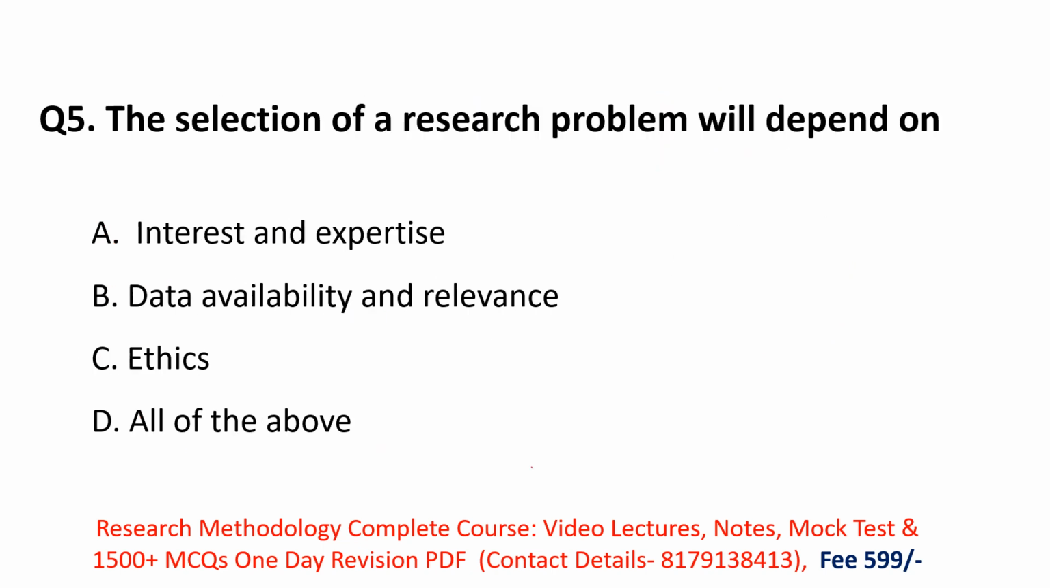Next, the selection of a research problem will depend on. So how researchers should select their research problem, we have to find out. One by one we'll see the options. Option A is interest and expertise. Yes, because your research duration is not 2 or 3 months. A research process is minimum 3 years, around 3 years and maximum 6 years.